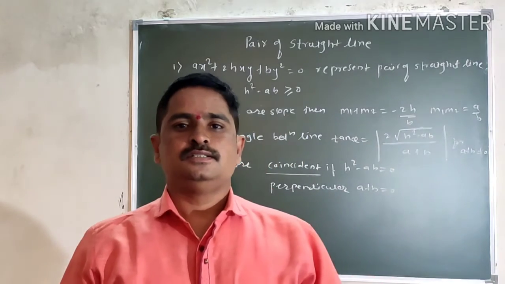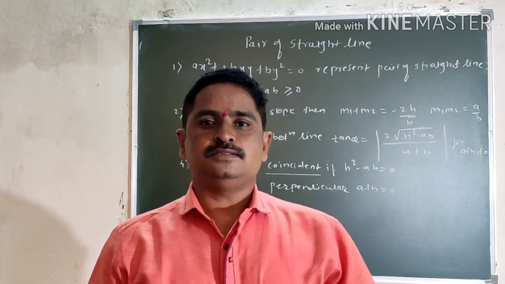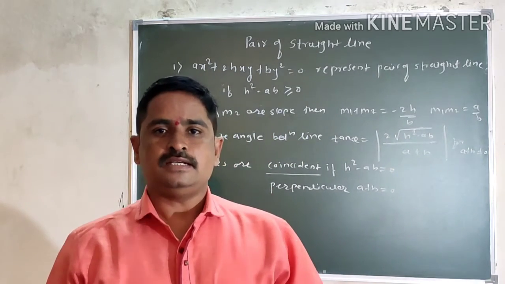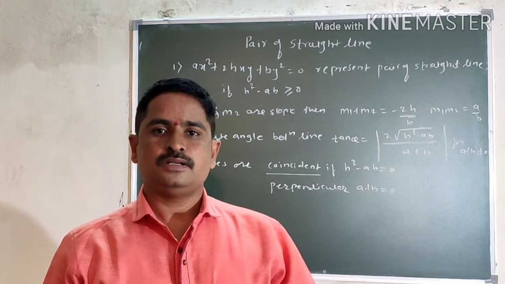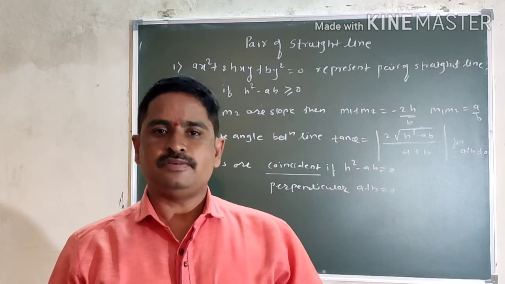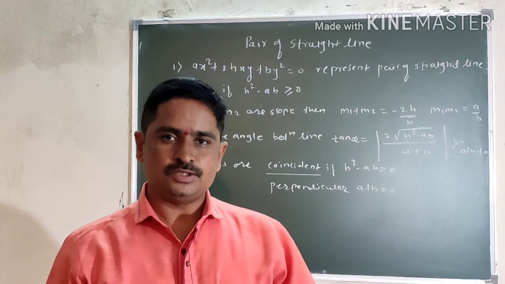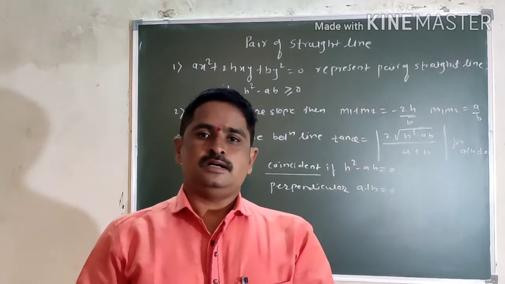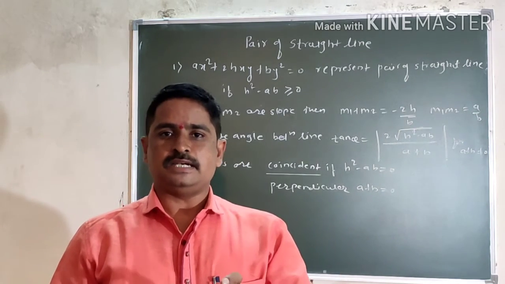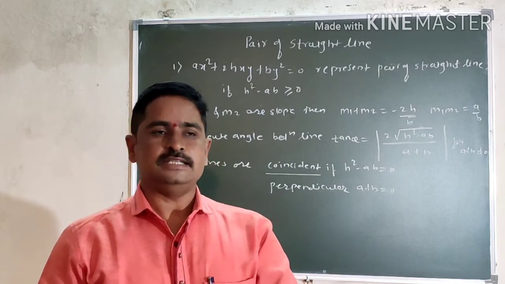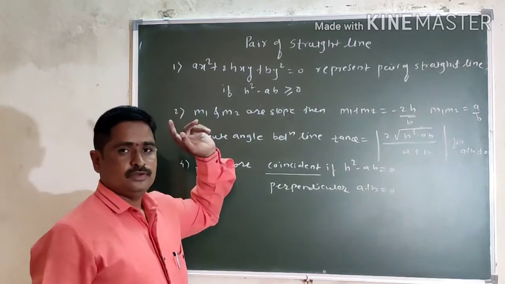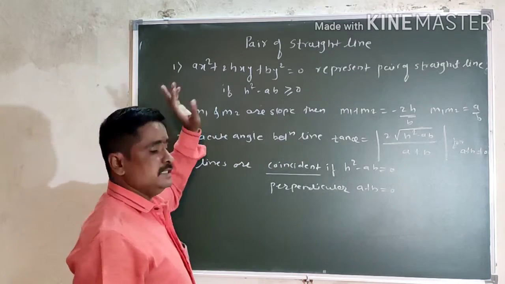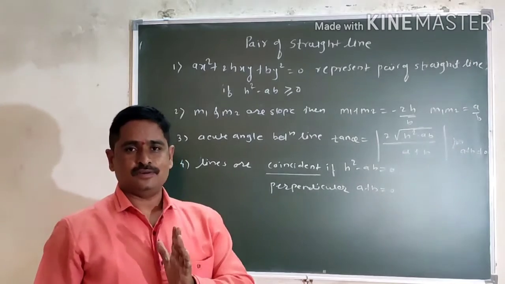Hello student. So in this period we are going to take some problems depending on the joint equation of a pair of straight lines passing through the origin, and some results depending on that. The combined equation of a pair of straight lines is a homogeneous equation. We have already learned that it is a homogeneous equation in x and y.